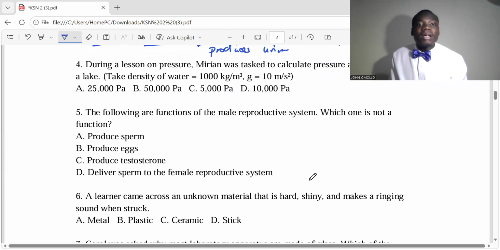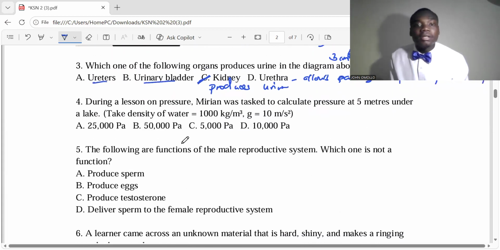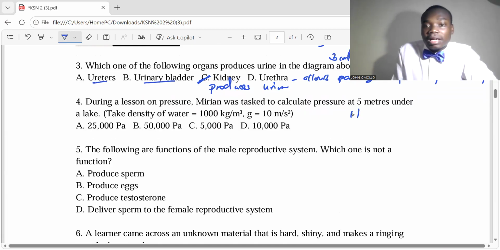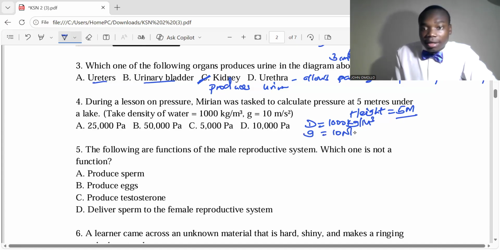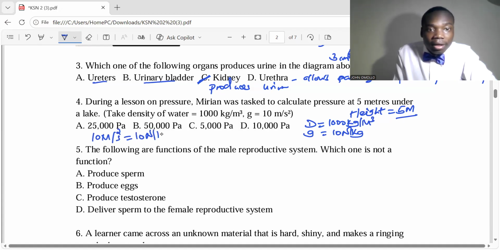Number 4, during a lesson on pressure, Mariam was tasked to calculate pressure at 5 meters. So it means that the height or depth is 5 meters under a lake. Take density. So we are told to take density to be 1,000 kilogram per cubic meter. Yes. And g is 10 Newton per kg. So when we talk about 10 meters per second square, it is equal to 10 Newton per kg.